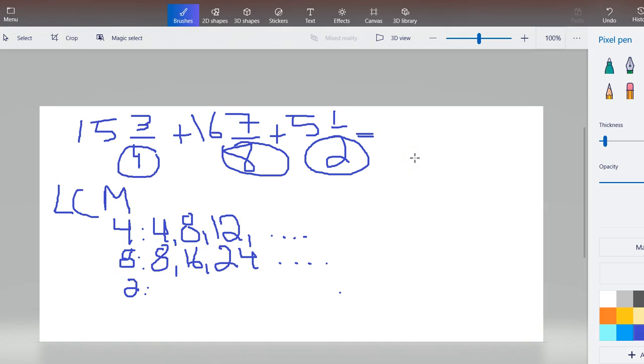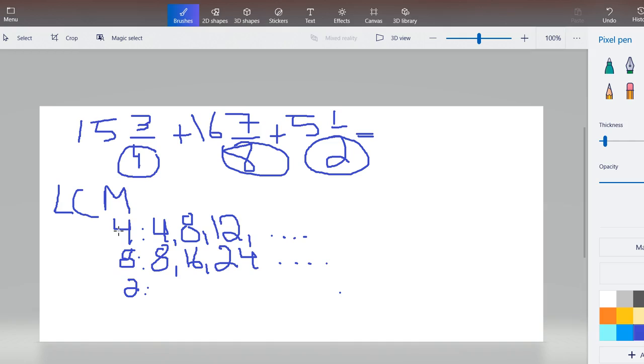This is the second type of fraction addition. We can only go through the least common multiple. We need to find the least common multiple of the numbers 4, 8, and 2. The only way for us to do that is to go through the multiplication tables of 4, 8, and 2.